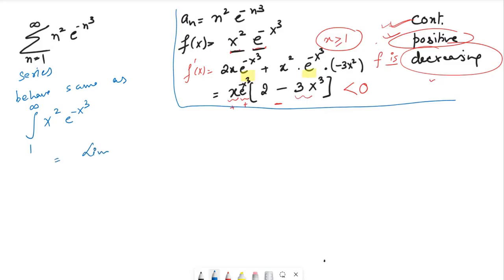So we need to write it as a limit of an integral. Instead of 1 to infinity, we're going to write b approaches infinity, x squared e to the negative x cube. How are we going to do this integral? I think u substitution will work. Let's write the integral here.